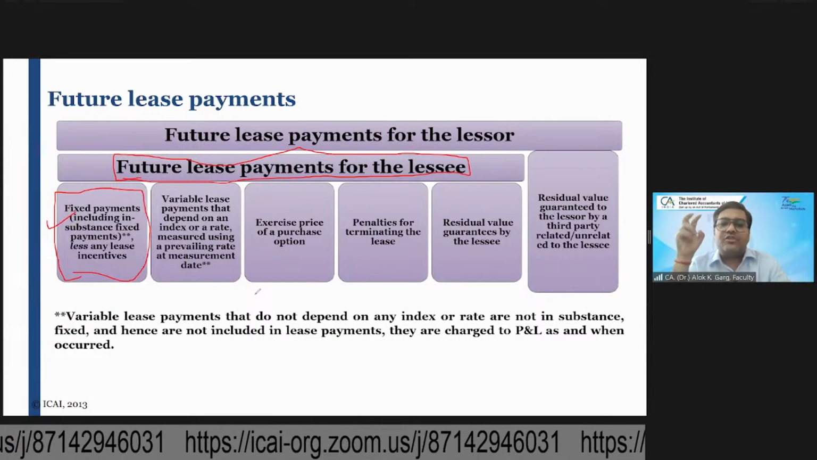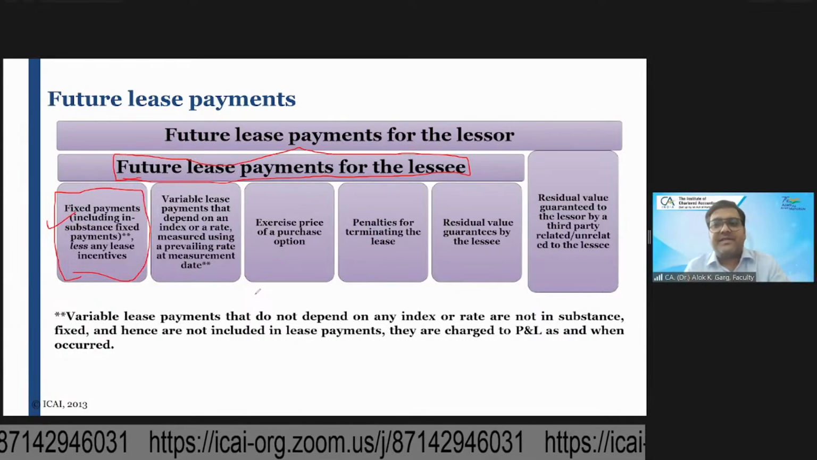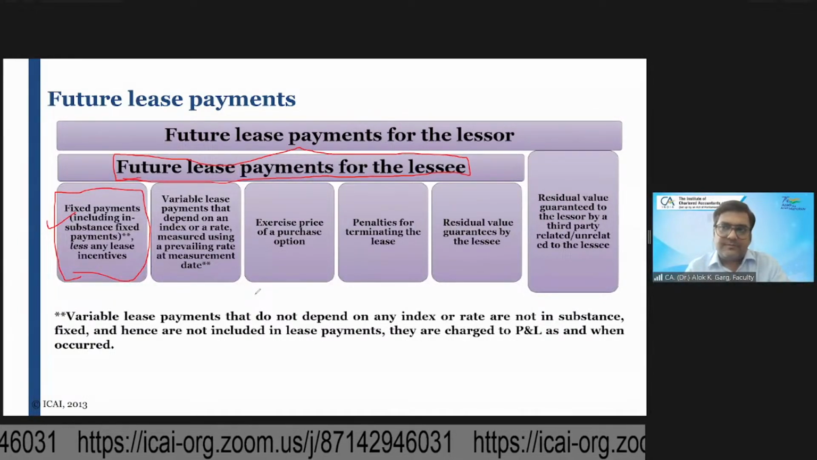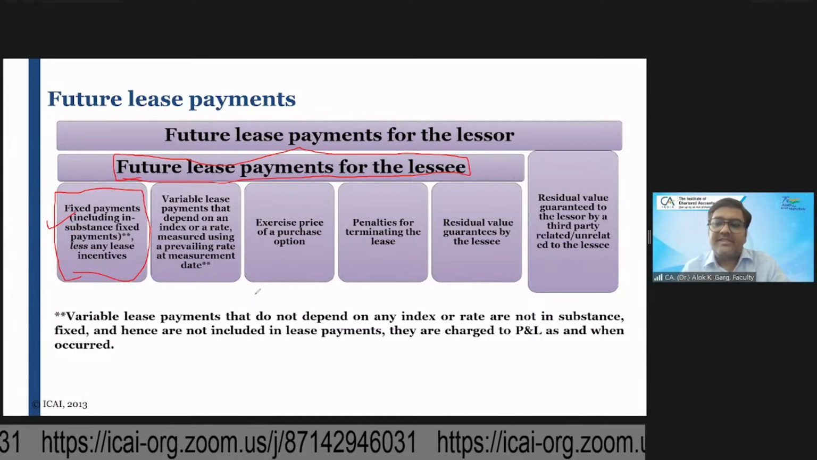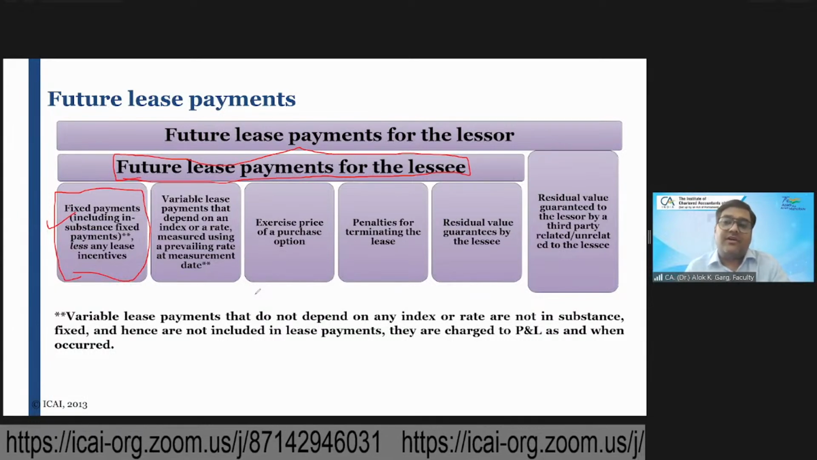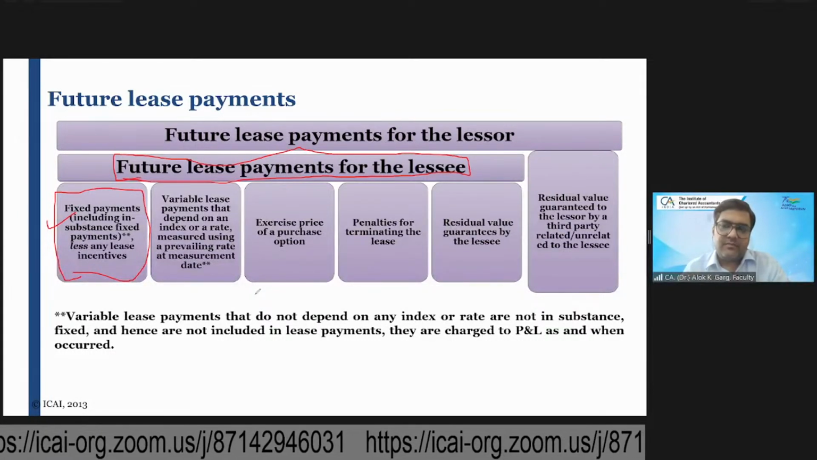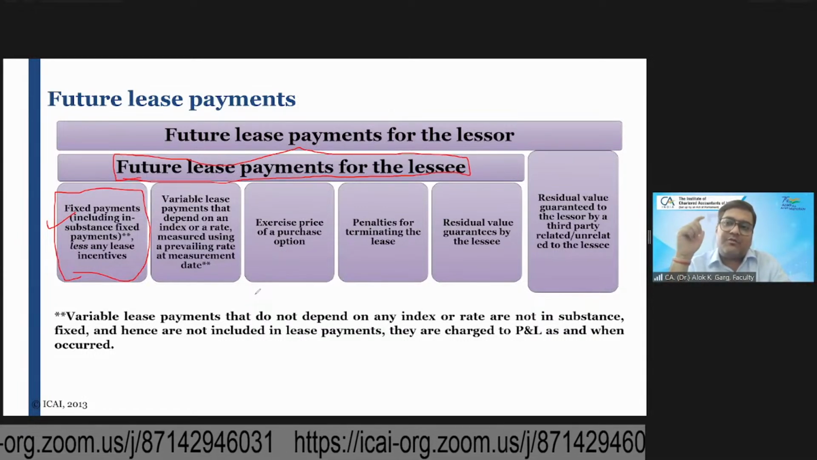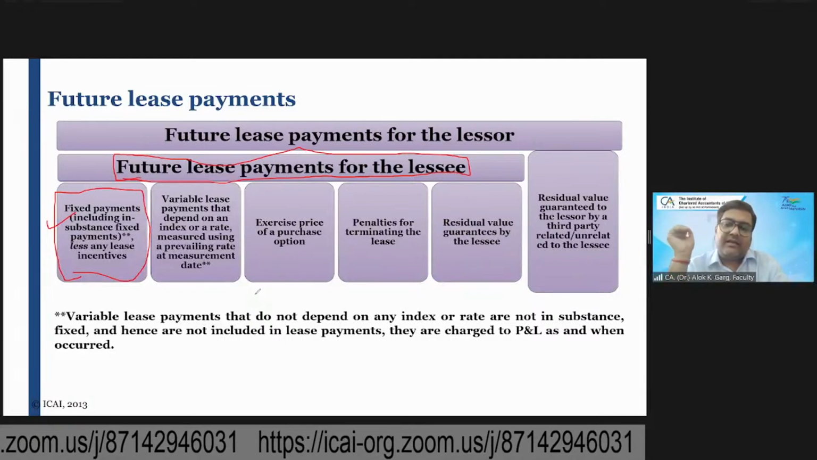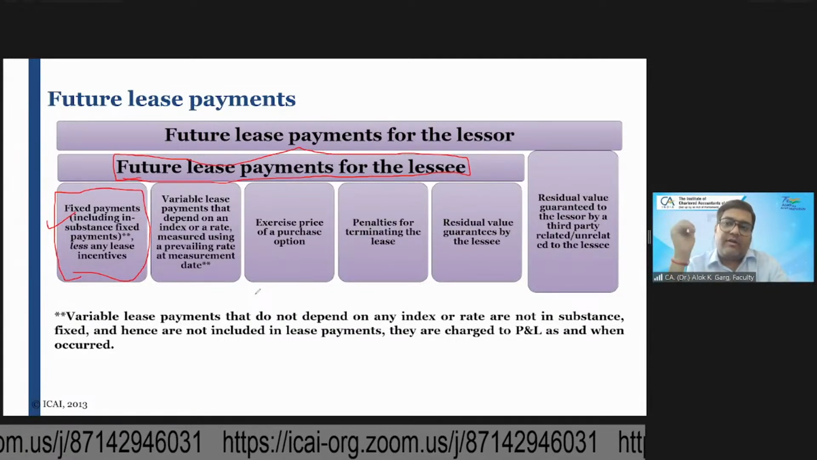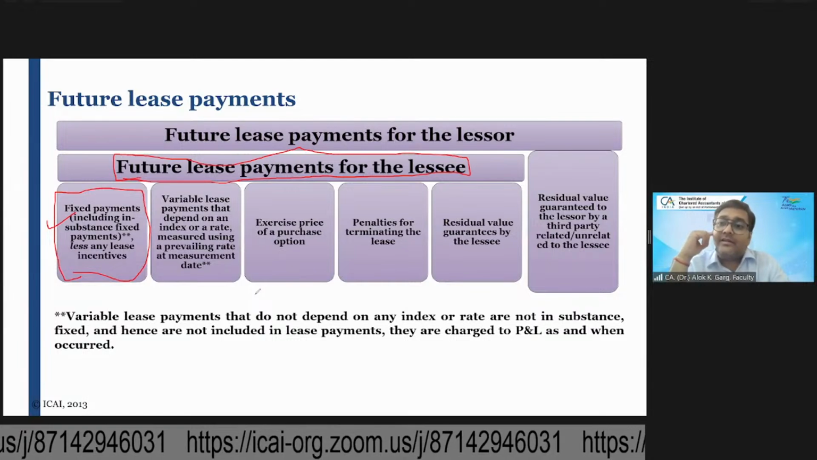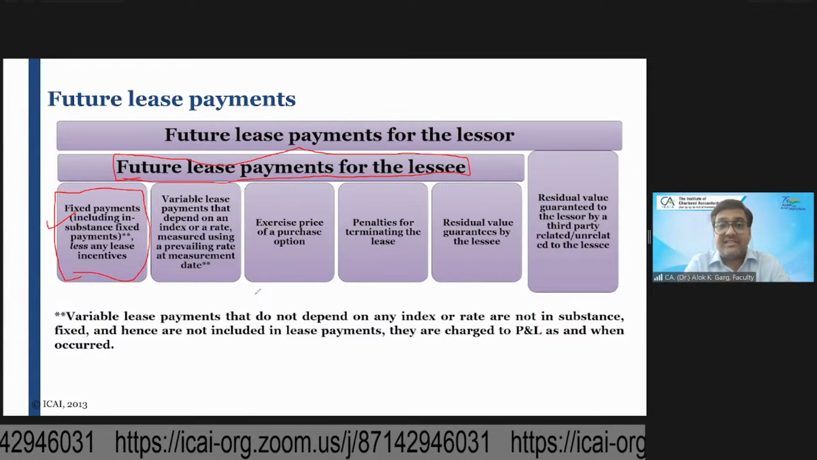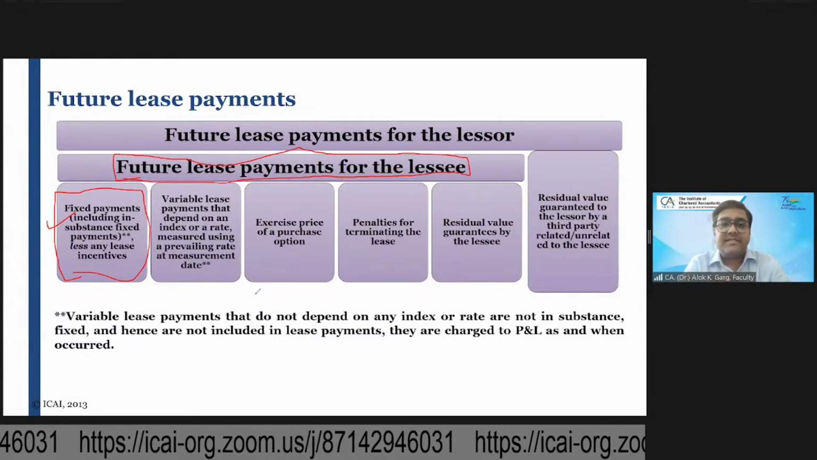There is an escalation clause in the lease contract which says that after 1 year, 10% escalation will be there. Sitting today, do I know that in the first year it should be 10,000, in the second year it should be 11,000, in the third year it should be 12,100? So in the second year, I'm paying 1,000 rupees over and above 10,000. In the third year, I'm paying 2,100 over and above 10,000. So don't you think these escalations are also in-substance fixed payments? Yes or no?